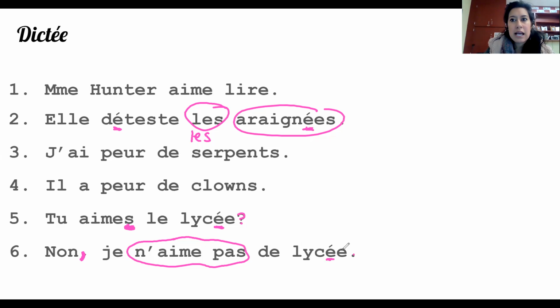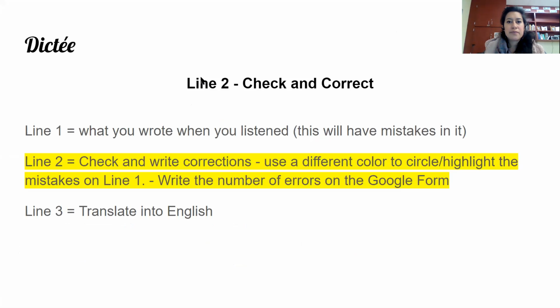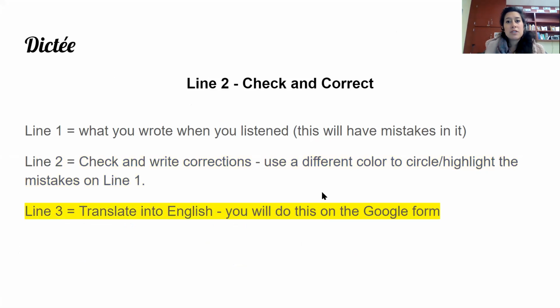Okay, so tally up how many you have. Pause the video as you need to right here to make all those corrections. And then come back to the video. So, line 2, just finish that off. Count your number of errors, put it on a Google form.